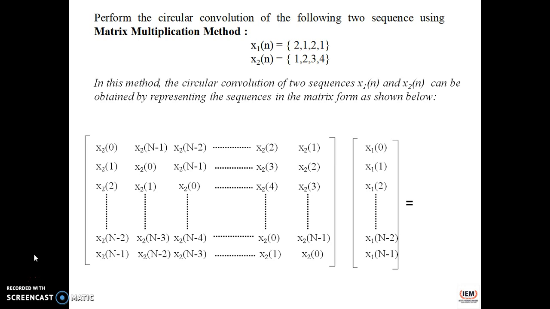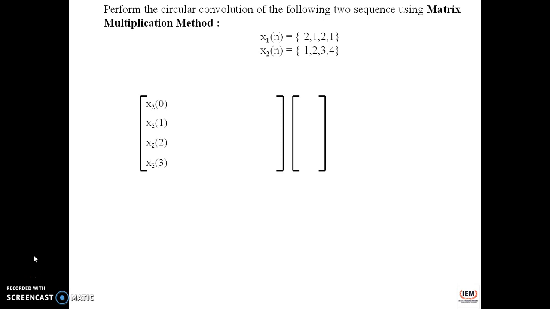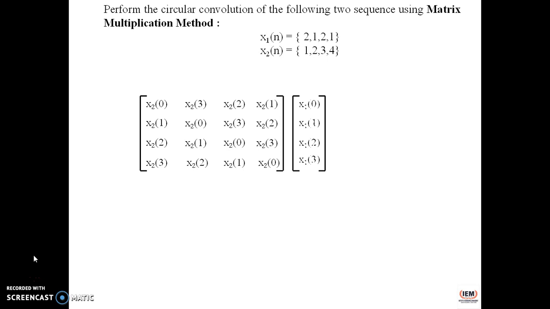The matrix multiplication of the two matrices, we get the output result in the form of small x3n. In this case, N equals 4. Now we make the first and second matrix according to the previous slide. Here also see the multiplication part, then we get the final result also.